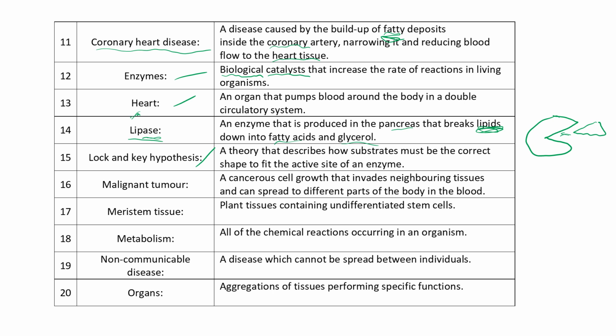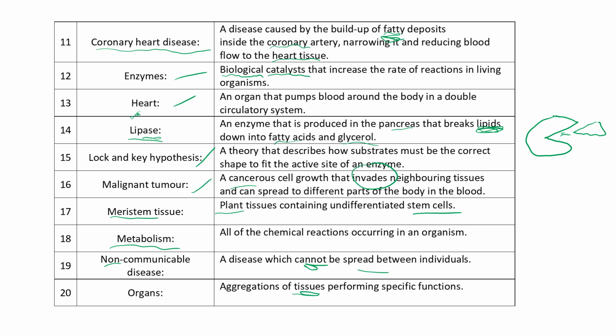A cancerous cell growth that invades, so it's cancer that invades, which is the bad one, a malignant tumour. A plant tissue containing undifferentiated stem cells, so plant, stem cells, meristem. All of the chemical reactions occurring in an organism is metabolism. So it's not just a few of them, it's all of the chemical reactions, things like respiration. A disease which cannot be spread, non-communicable.